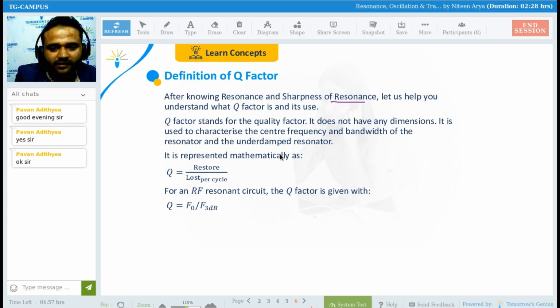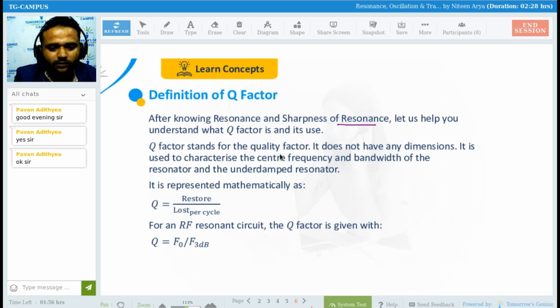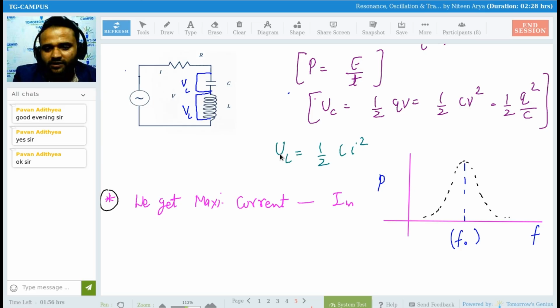Let us help you understand the Q factor and its use. Q factor stands for quality factor first of all. It does not have any dimensions. It is used to characterize the center frequency. Center frequency is that particular frequency. I can give you a few names. This is your center frequency.